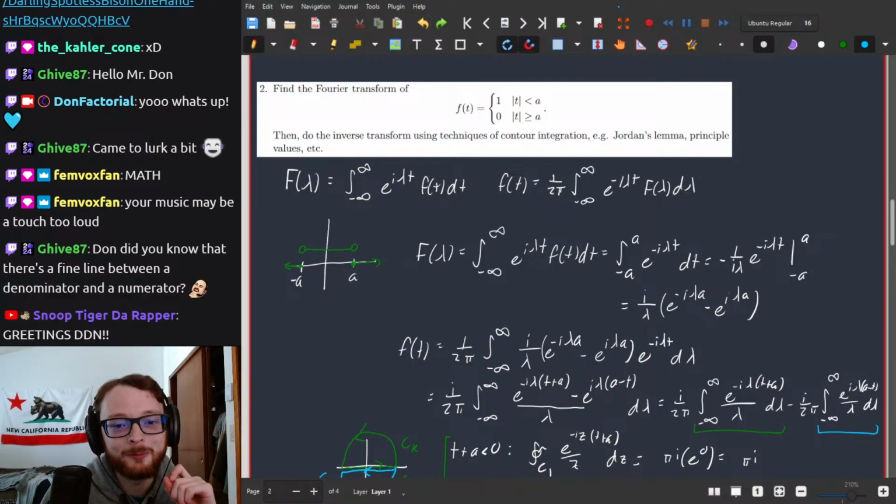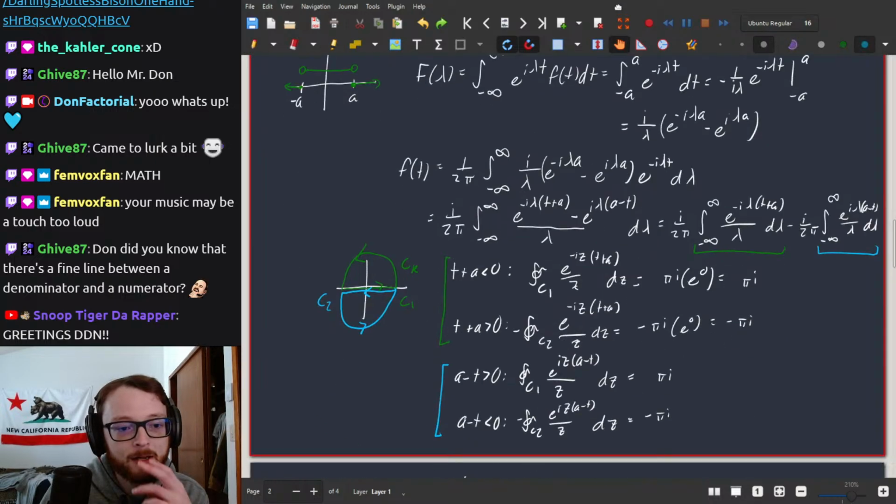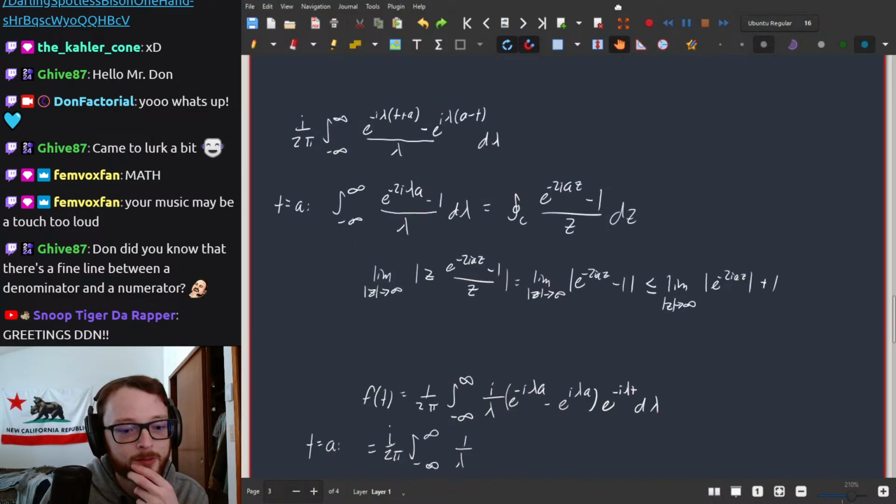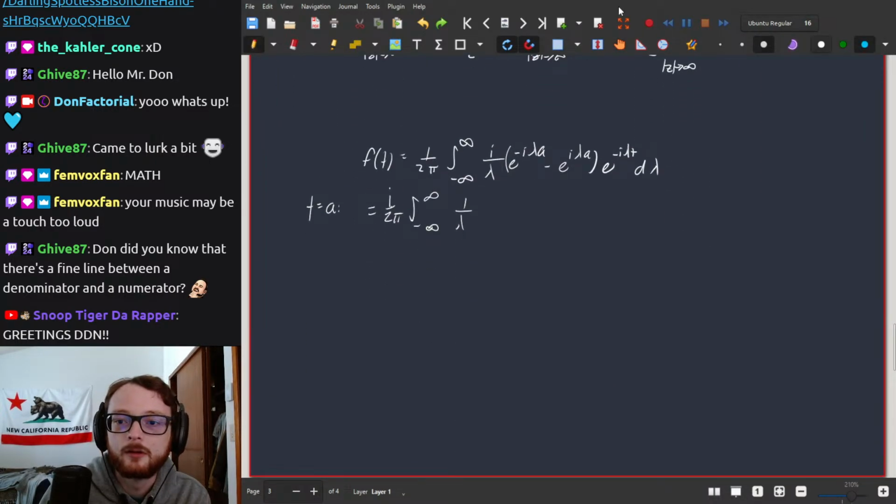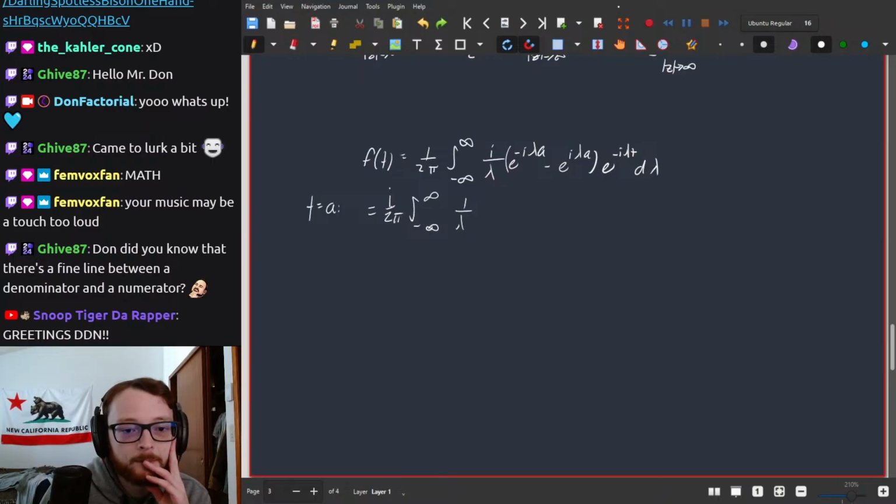So yeah, the only bit with this question is what happens when you do the inverse transform. Instead of getting 0 right at t equals plus minus a, we should actually be getting 1/2. And I didn't get that 1/2, so I need to figure out where it comes from. So I'm changing that t to be positive a, and then we're going to have to do the same thing with negative a.